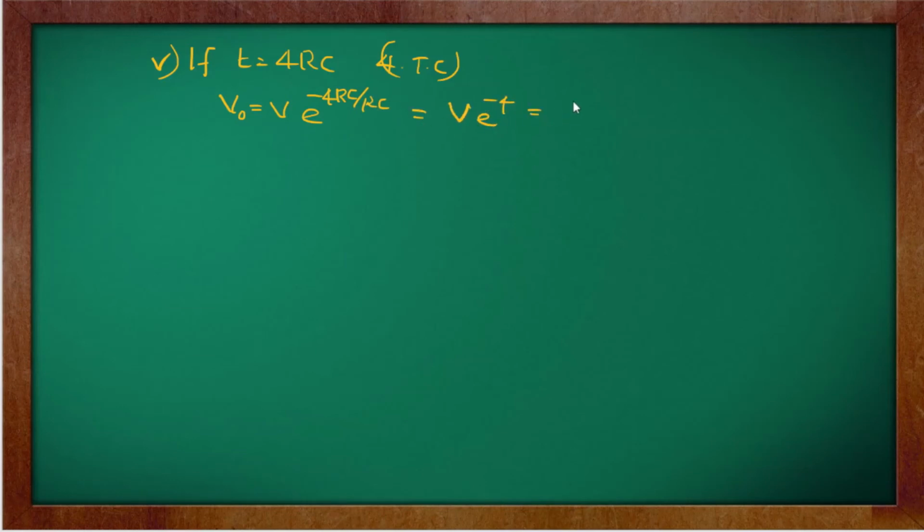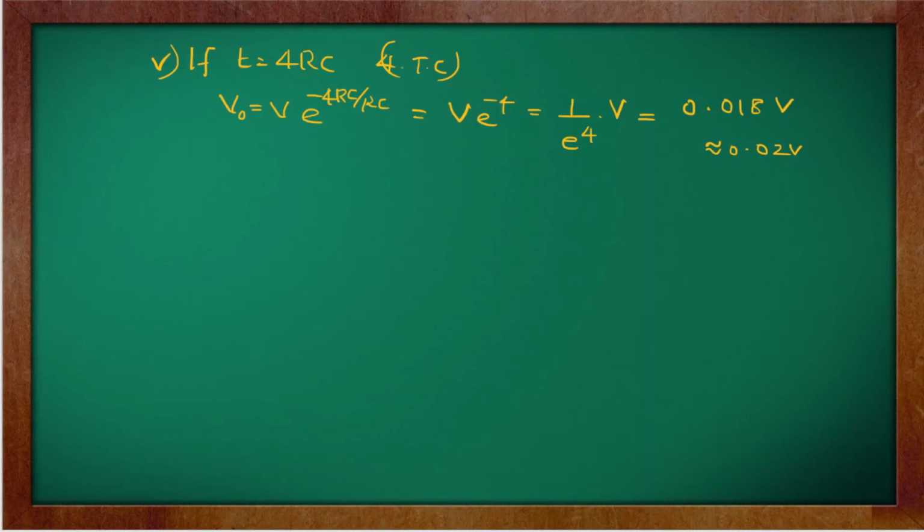Then the next case, let's say the fifth case, if t is equal to 4RC, that means 4 time constants. What happens in 4 time constants? V naught is equal to V e raised to minus 4RC by RC, that is equal to V e raised to minus 4, that is equal to 1 by e raised to 4 times V. What is that? It is 0.018 V, approximately 0.02 V.